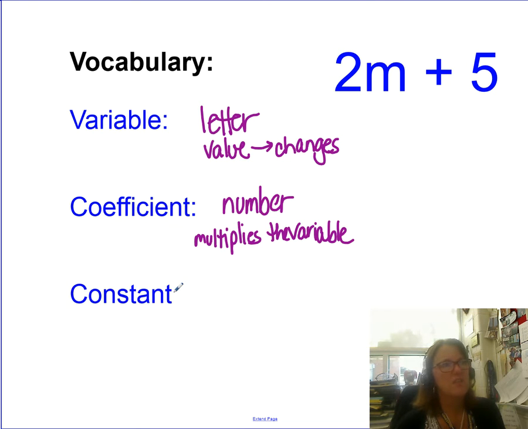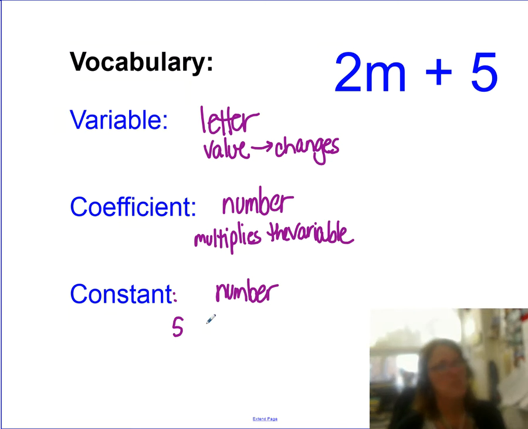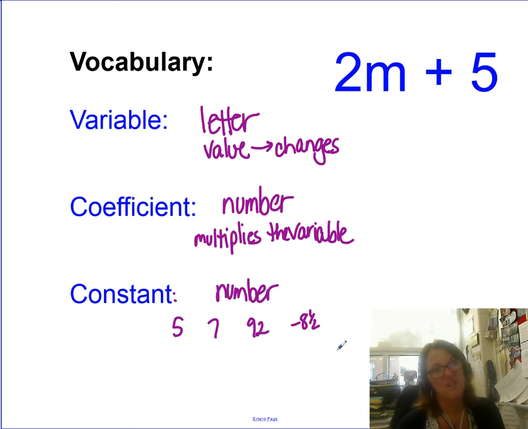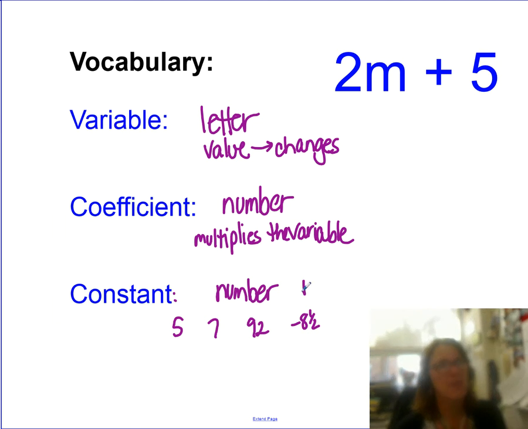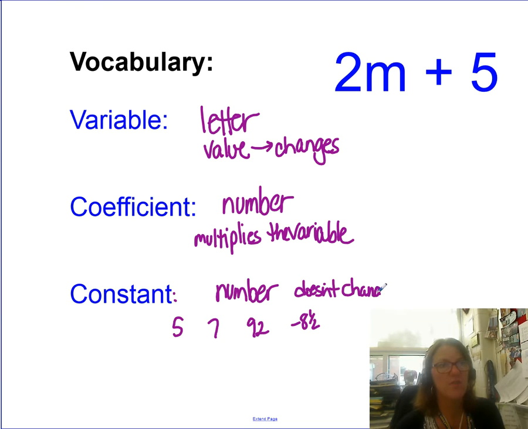Okay, next word, constant. Constant. My older sister constantly annoys me. What does that mean? All the time. A number that is constant is simply just the number. So in math, when we say constant, it's just a number, like 5 or 7 or 92, or -8.5. Even though it has a fraction, it's still a number, it just doesn't change. So we should say this as well: it's a number and it doesn't change value. I'm just going to say doesn't change.